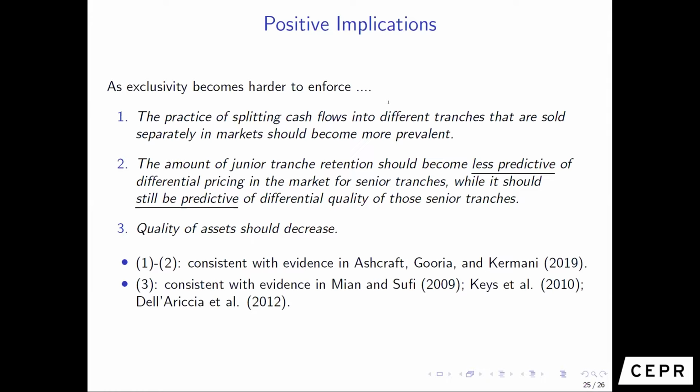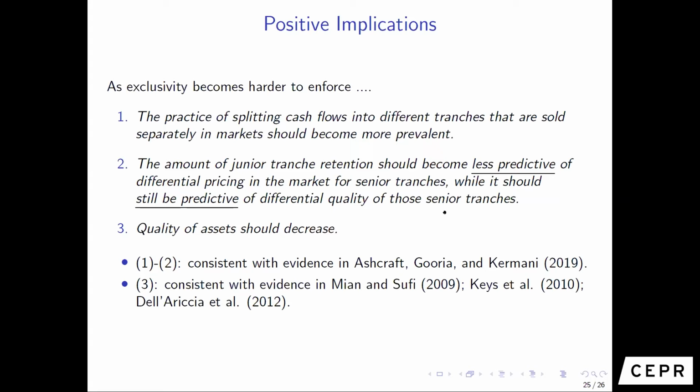So predictions one and two are consistent with evidence in Ashcraft, Gurià, and Kermani. In particular, I want to highlight point two because it's not intuitive and it's not something you can explain with most models that we have of security design, which is that retention should not be associated with better pricing, but should predict quality, okay? We believe this non-exclusive setting is good at explaining this fact. And then, of course, there's a lot of evidence that with the development of these complex asset-backed securities came a fall in the quality of the underlying mortgages.